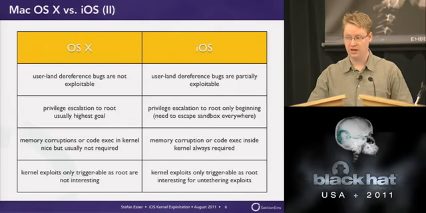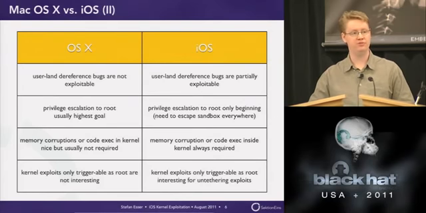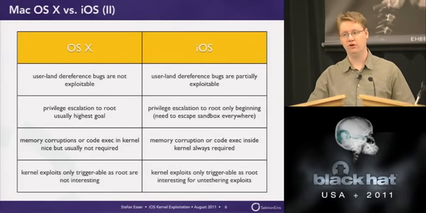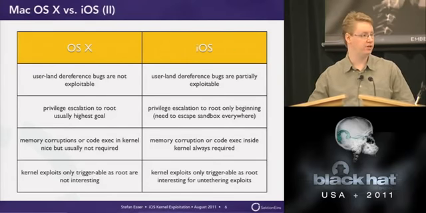In iOS, you always need memory corruption or code execution in the kernel, because otherwise you cannot disable all the security features. And the last thing that's different is when you have a kernel bug in macOS that is only exploitable as the root user, you usually don't care, because there's no code signing and things like that. If you're already root, you're most probably also not in a sandbox. So you don't care about this in macOS. But in iOS, these bugs are very valuable, because you require them to stay on the device when it reboots. You need to be able to exploit the kernel from the boot chain, and at that time you are root, so you can use bugs that are only exploitable as root.